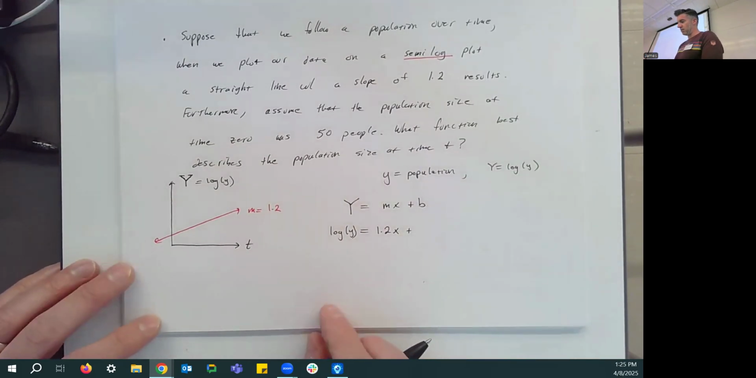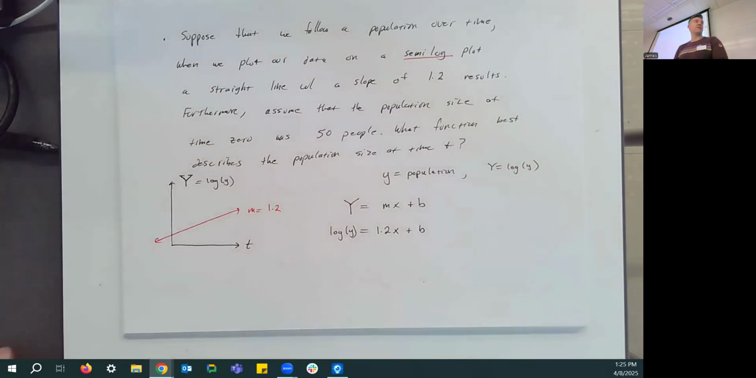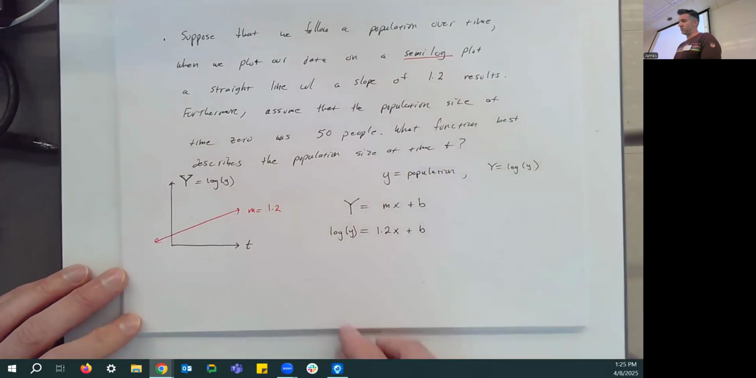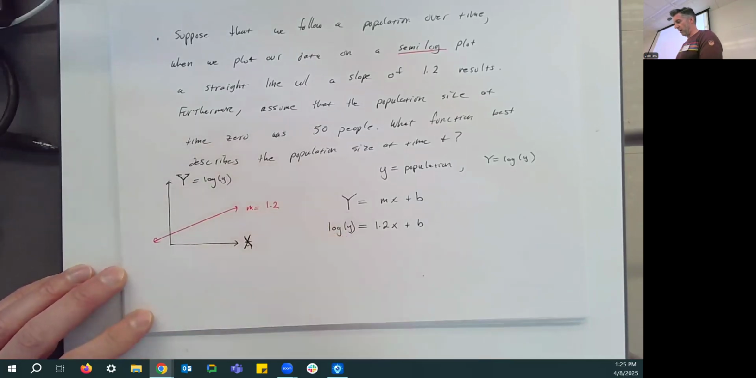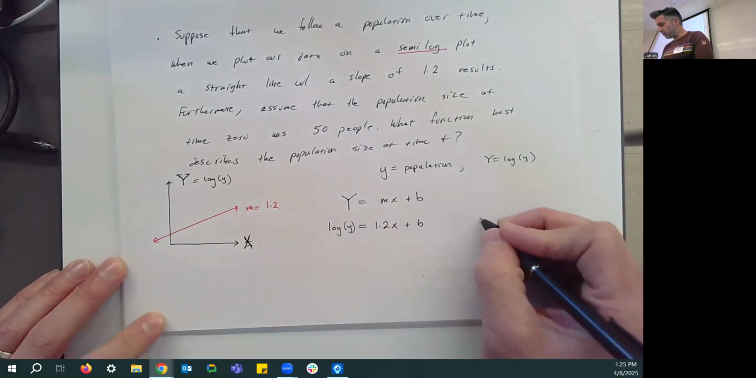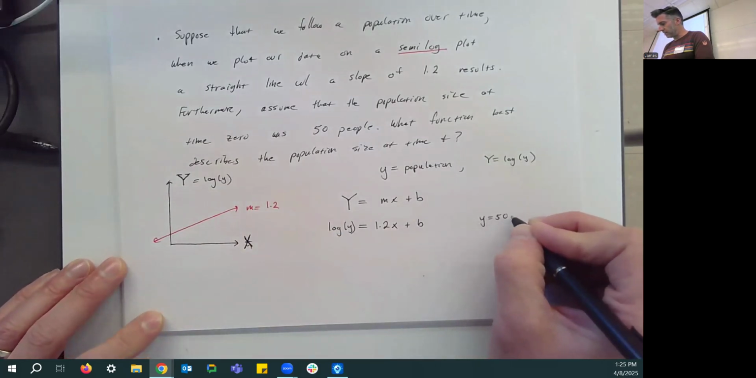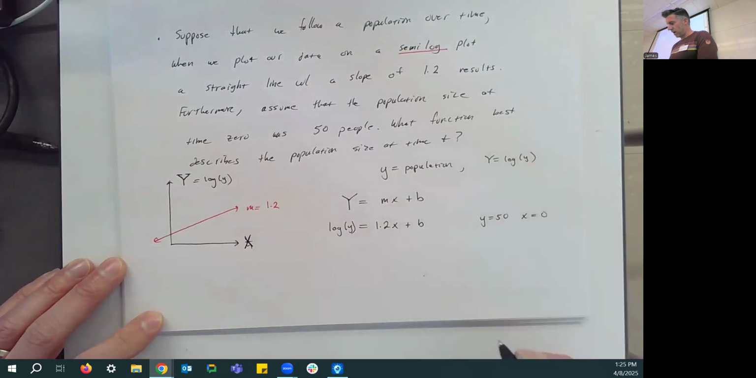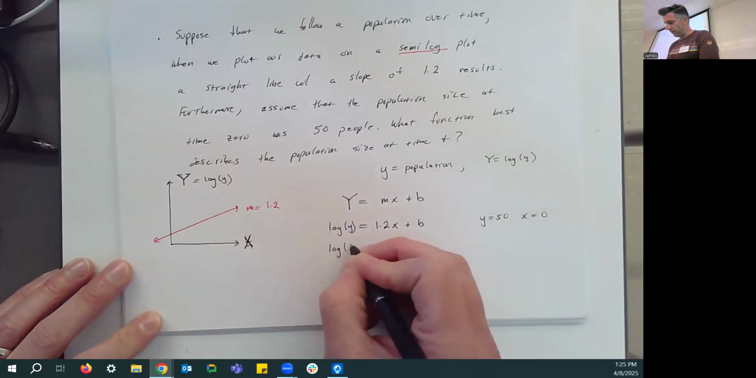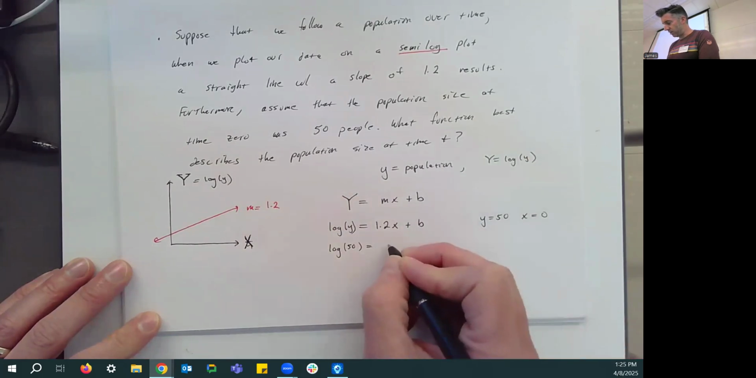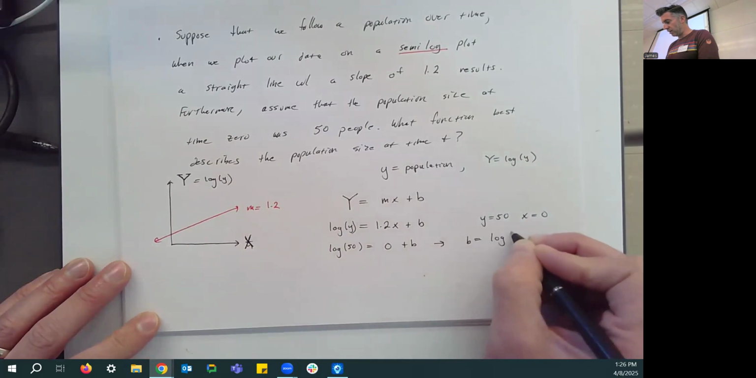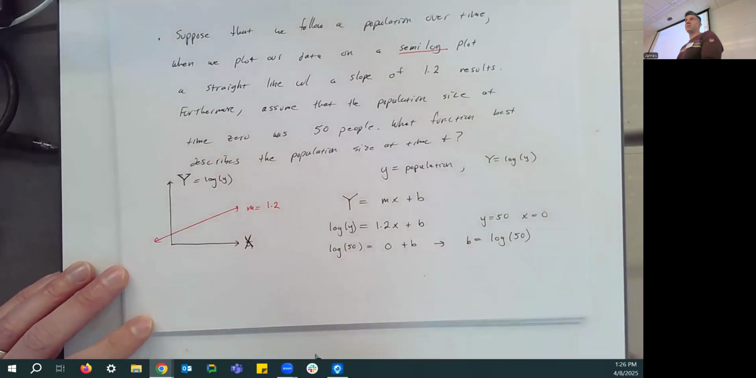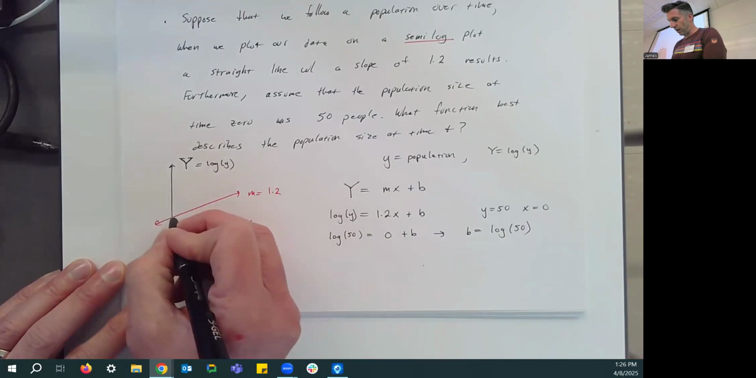Plus b. I suppose I could plug in my values to find the b, right? If I plug in 0 for, I used x when I meant to use t. Sorry about that. Well, we're using x now. I should have used t, but I didn't. So if I plug in y equal to 50 when time is equal to 0, I'm going to get log of 50 equal to 1.2 times 0 plus b. So my b value is not 50, but log of 50. So that's my intercept on the semi-log graph.